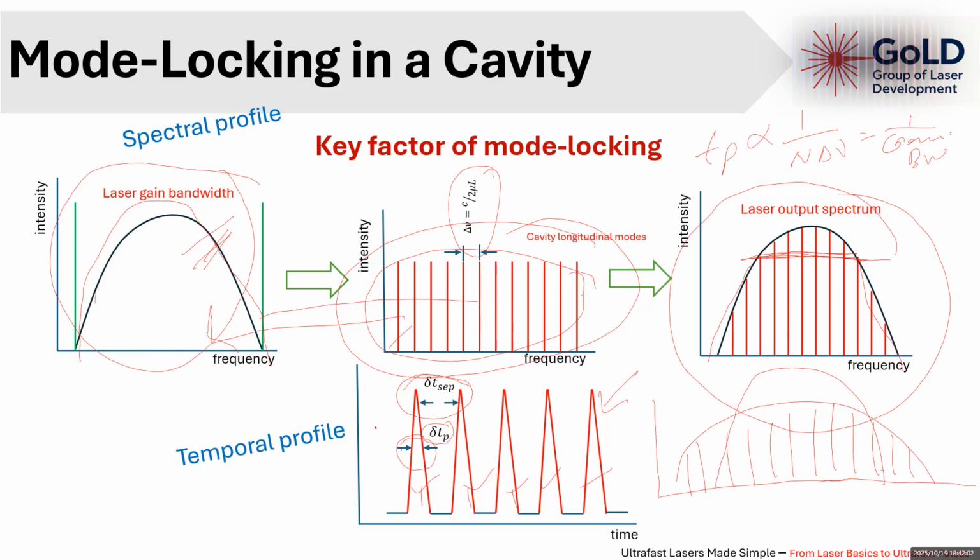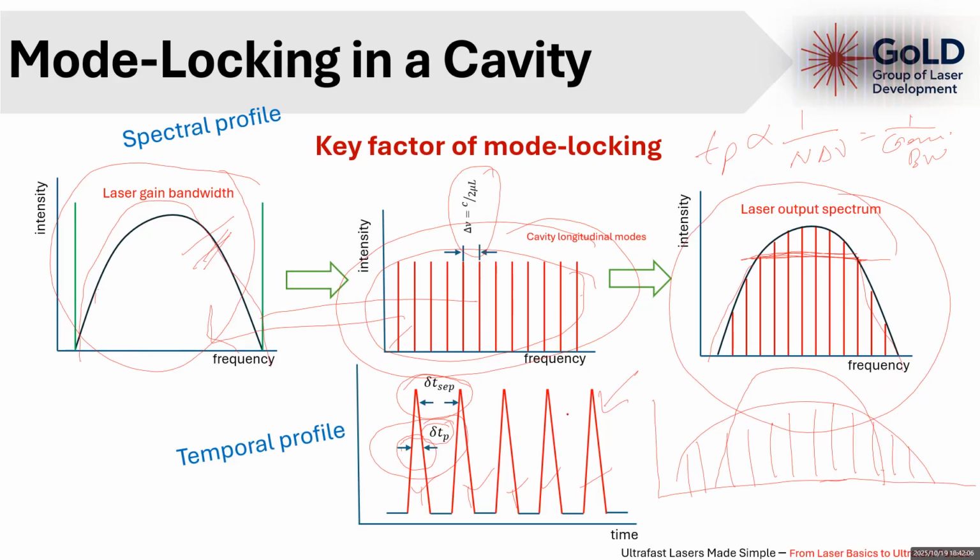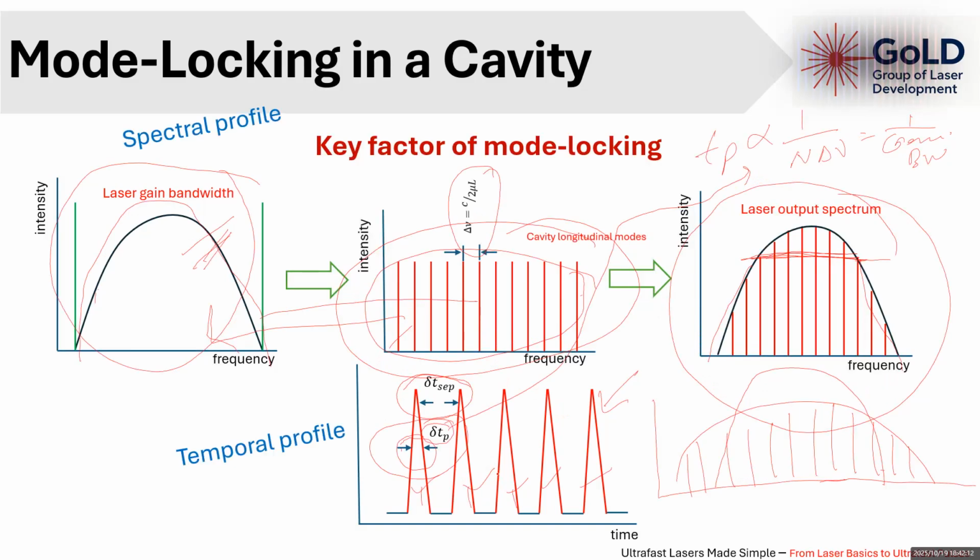So delta TP here shows the pulse duration, which is equal to this one, okay? And this duration depends upon the gain bandwidth. The wider the gain bandwidth, the more modes are phase locked, and then we get a shorter pulse, okay? And it's proved mathematically.